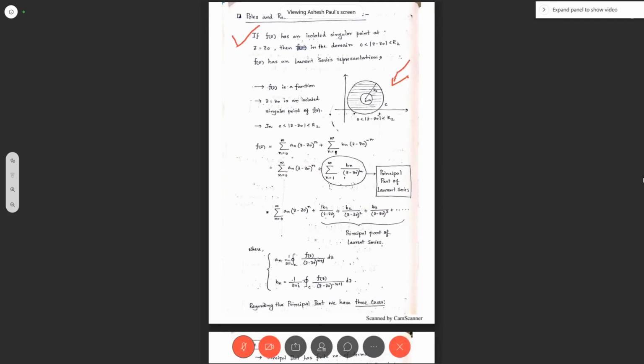Okay, see the picture here. Here the bigger circle is C, which has a radius R2, and the smaller circle is C1, and the center is z equal to z0. The annular region, the shaded region shown in the picture, is the region 0 < |z - z0| < R2. Actually, we are taking the annular region where only the central point z equal to z0 is deleted, just like the previous example where we deleted the center point z equal to 3.